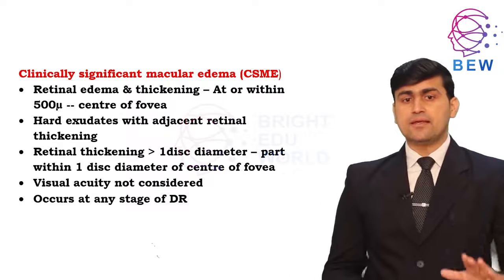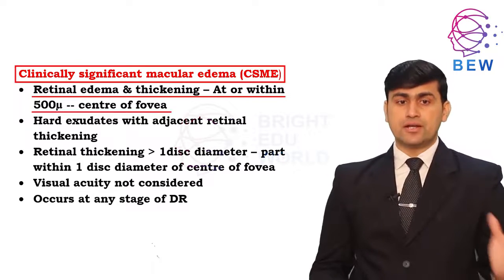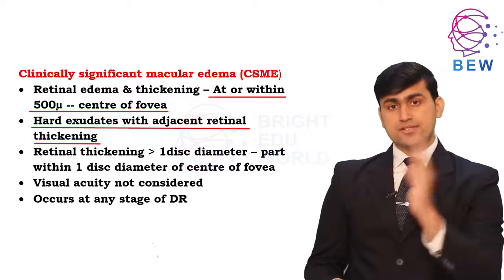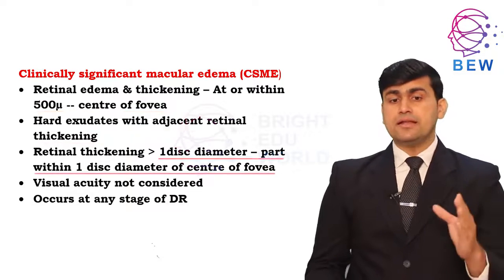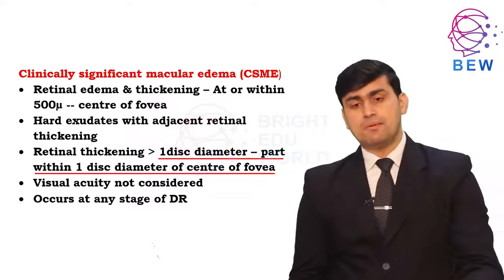So I'll repeat this again. So CSME is labeled when there is retinal edema within 500 microns of the center of fovea. There are hard exudates within 500 microns of the center of fovea with adjacent retinal edema, and there is retinal edema of 1 disc diameter or larger, a part of which is within 1 disc diameter of the center of fovea.